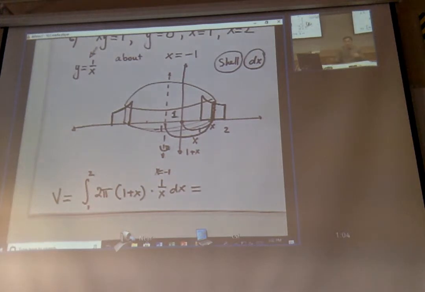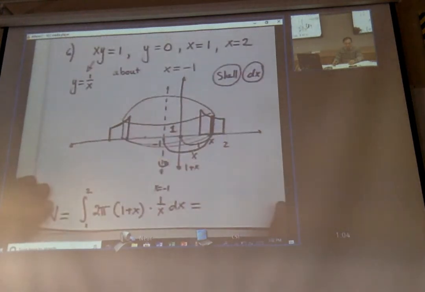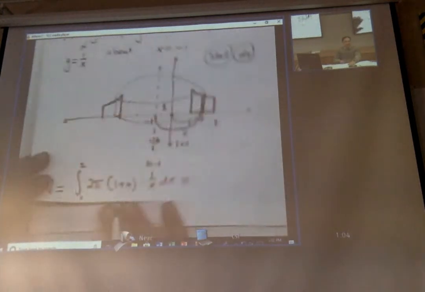So if I have to decide, I'm not going to use washer, okay? You try it, you want it, go for it. I have a second method that I can use, and I can go straight and work with the shell method. And that's the advantage of having a second, different way of doing it.